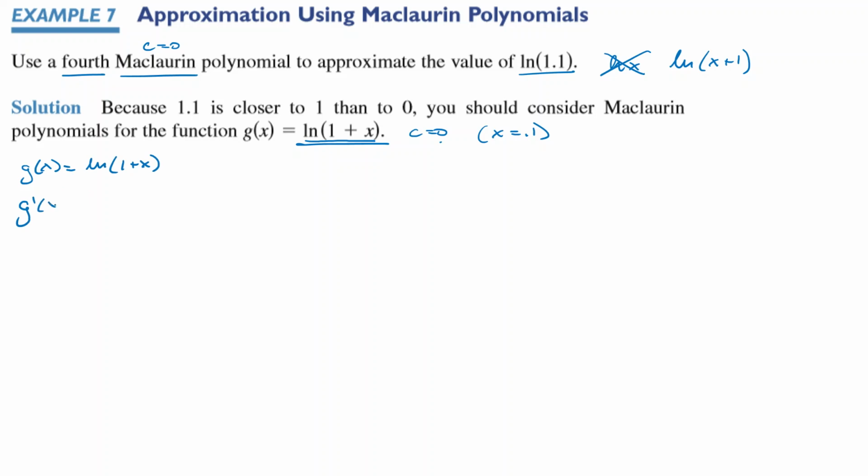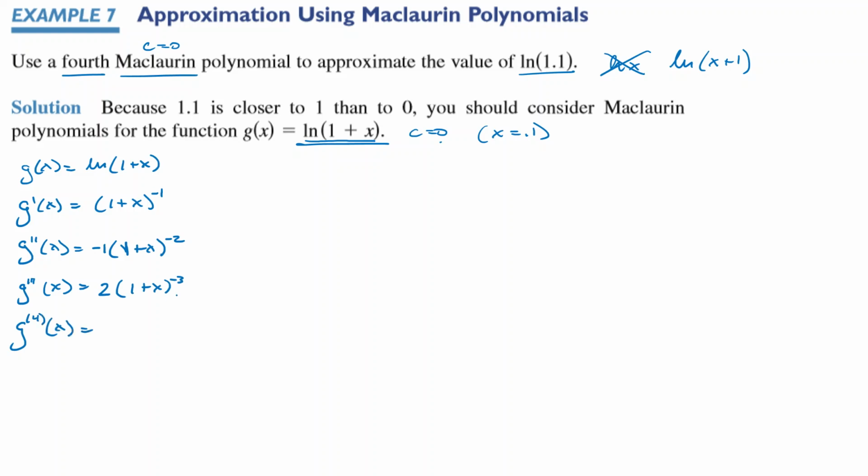So then g prime would be 1 over that, or 1 plus x to the negative 1. G double prime, bring down the negative 1, we get negative 1. I want to write the x first. 1 plus x to the negative 2. And third derivative, we need to go to the fourth. Bring down the negative 2, we're going to get positive 2. 1 plus x to the negative 3. And fourth derivative, bring down the negative 3, we get negative 6, like that, to the negative fourth.